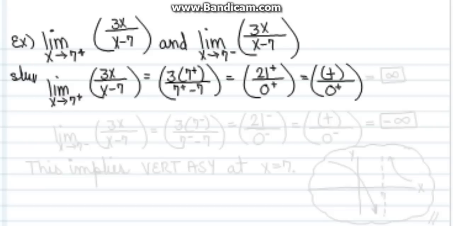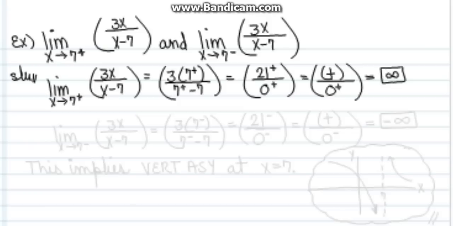Because it's over 0, the limit's going to give us an infinitely large number, because dividing by a small number gives you a very large number. But because we have a positive number on the top and a slightly positive number on the bottom, which is almost 0, that gives us a positive infinity.